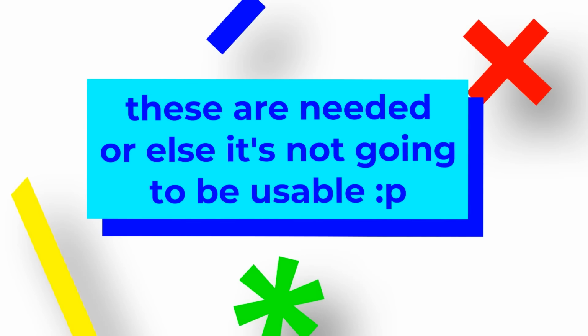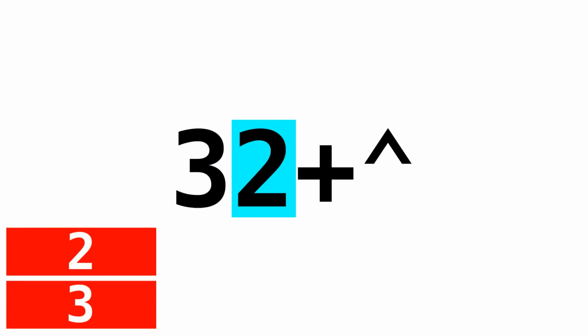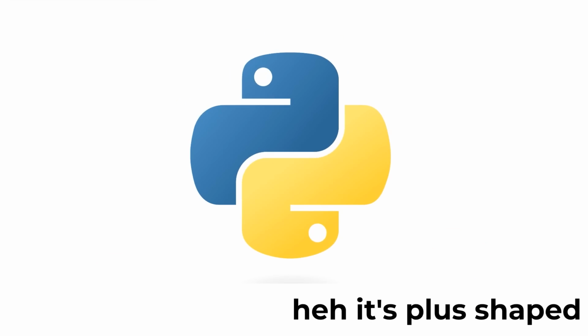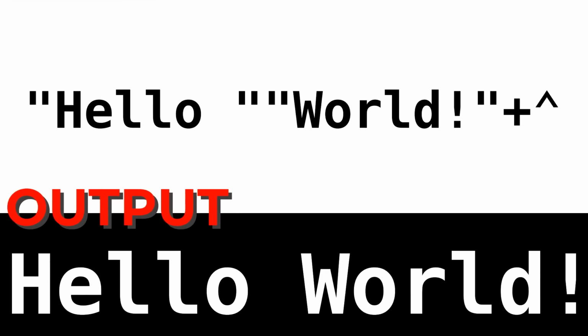Oats also provides the ability to do mathematical operations, because if it didn't, it would be unusable. For example, you can add 3 plus 2 by pushing a 3, pushing a 2, and then running the plus command. Multiplication is done the same way, just with a multiplication dot. And yes, it has to be a multiplication dot, an asterisk does not work. Also, since the plus is just a Python plus, it can also be used for string concatenation.